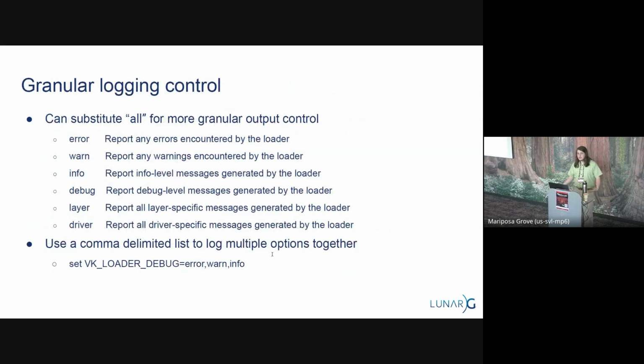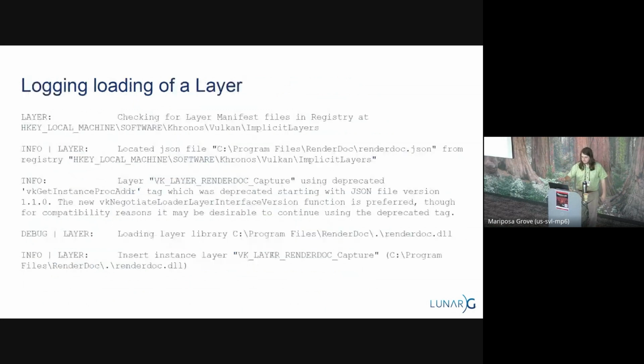So there's multiple levels of logging. You can control them through all your classic error, warn, info, debug. There's 2 special ones the loader has, which are layer and driver, and that will tell the log to print out every message related to layers or drivers. All is the one I suggest you use just because that way you don't miss any information, but maybe you just want warnings and errors. That's fine too. It's a comma delimited list, so error, comma, warn, that'd be how you do that.